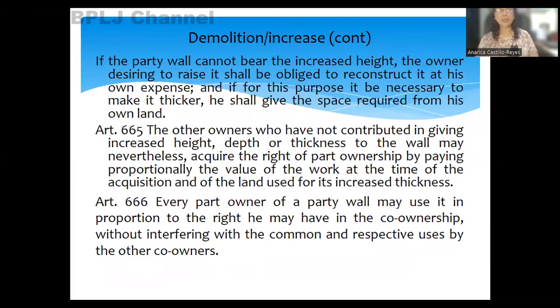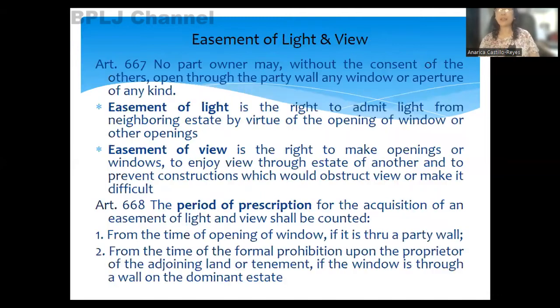Okay? A party wall cannot bear the increased height. The owner desiring to raise it shall be obliged to reconstruct it at his expense. And under Article 666, every part owner of a party wall may use it in proportion to the right he may have in the co-ownership without interfering with the common and respective uses by the other co-owners.